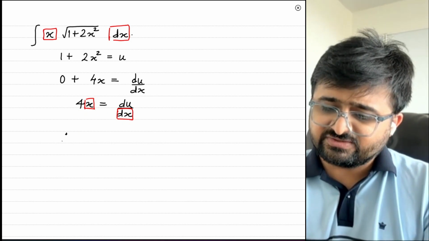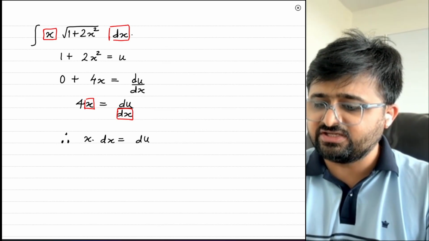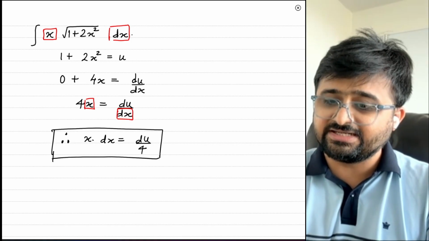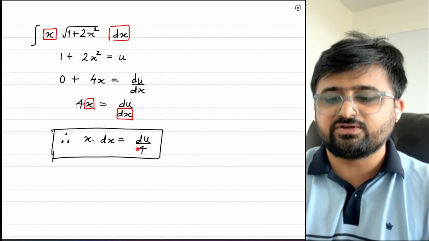Okay. So we can just do cross multiply. So we'll get x times dx is equal to du divided by 4. And that's the equation that we are going to use to convert that dx in terms of du. We can just write that x times dx is equal to du divided by 4.